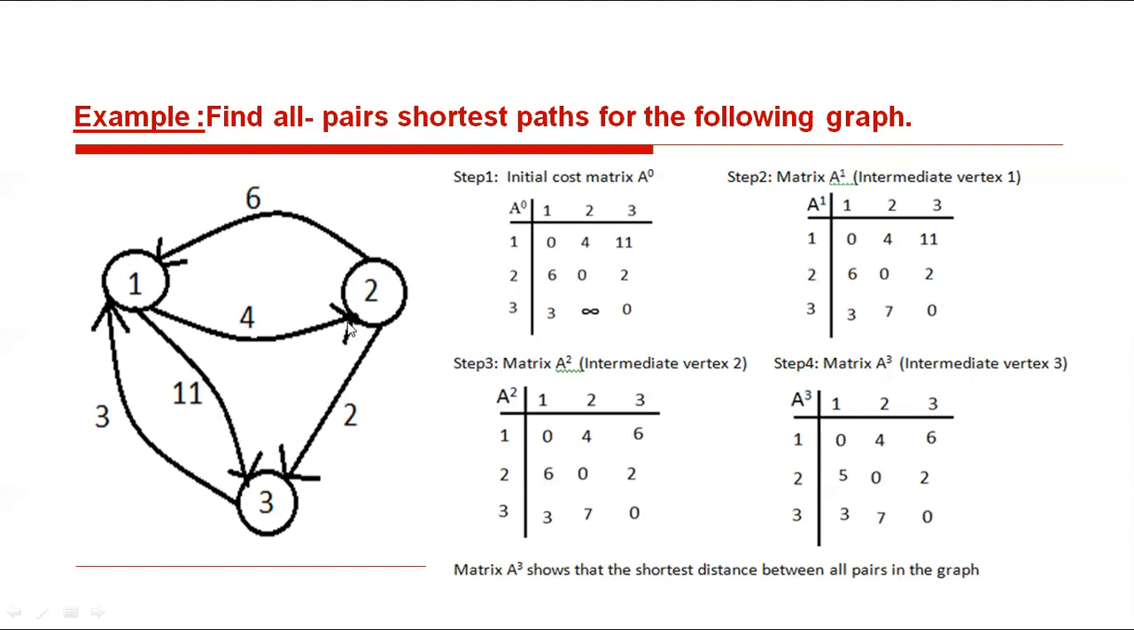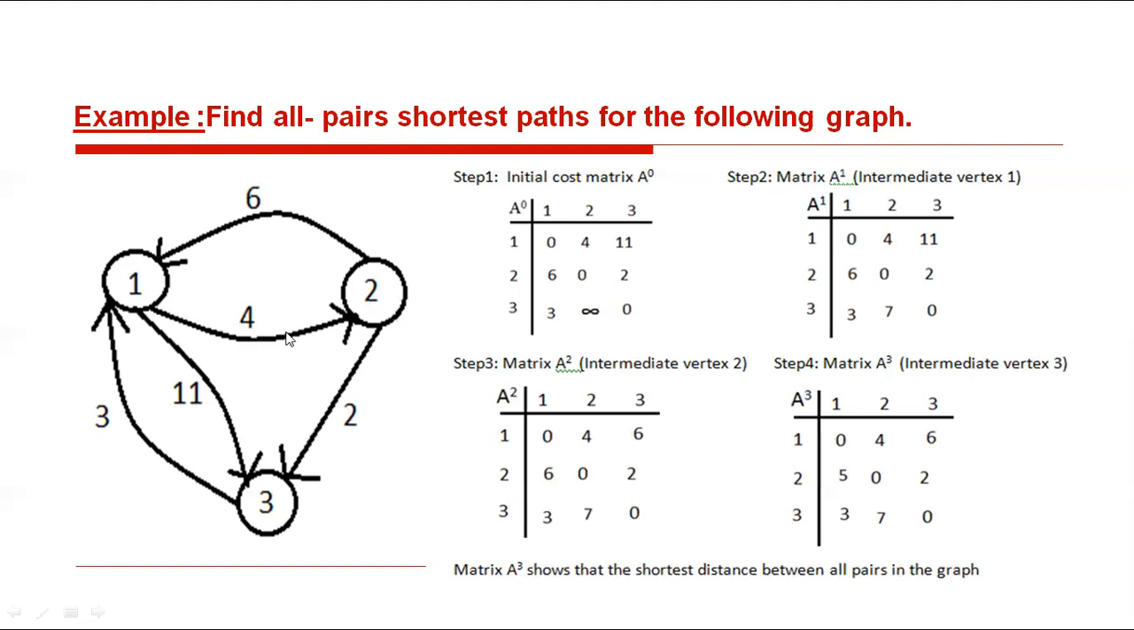1 to 3. Actually in the previous, 1 to 3 equal to 11. Yes or no? 1 to 3 equal to 11. But here 1 to 3, so see all of you. 1 to 3 the cost is, 1 to 2 the cost is 4, and 2 to 3 the cost is 2, but 11 is greater than the cost. 2 plus 4 equal to 6. So 6 is less than 11, so it can take this way. Clear? This is the lowest cost.